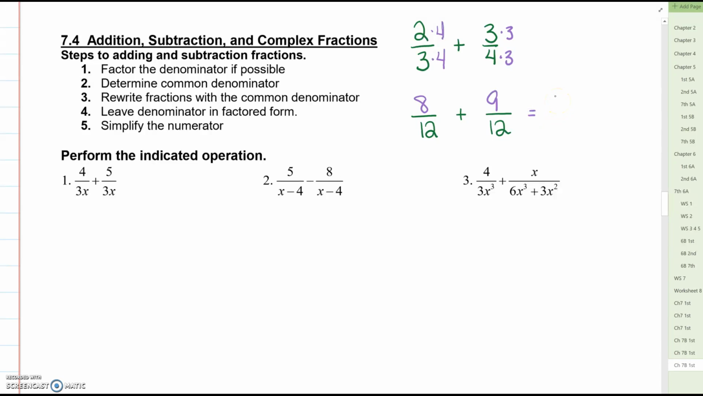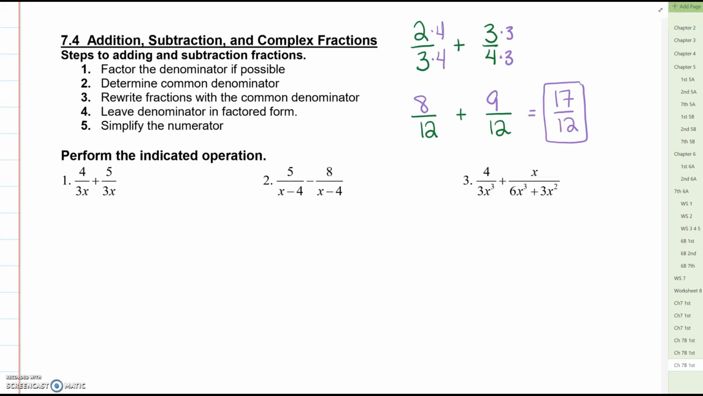What would your final answer be? 17/12. Don't change it to a mixed number. Now that we're in high school, mixed numbers are a waste of time. We want to keep it as an improper fraction. Okay, we're going to use everything that we just reminded ourselves about that problem in the lesson today.